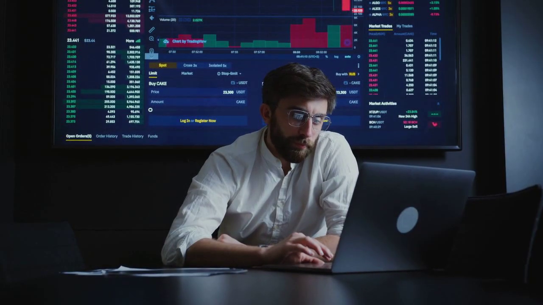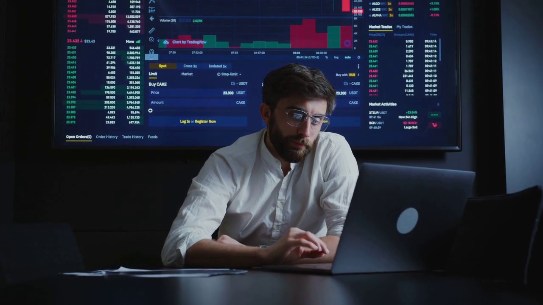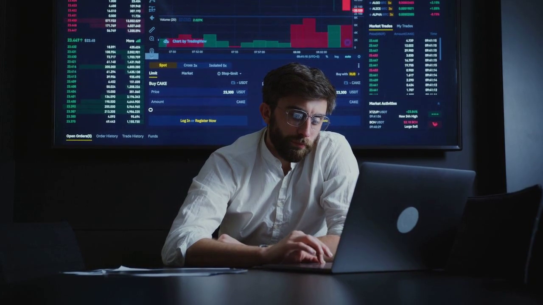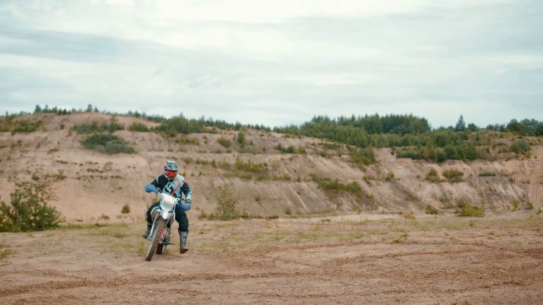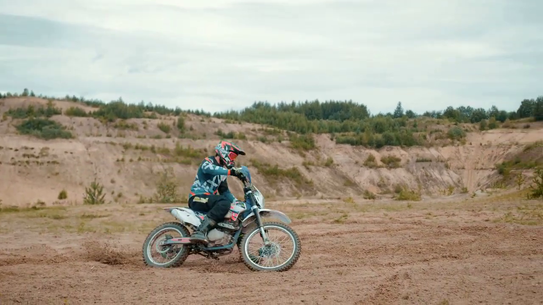Risk assessment. Conduct thorough analysis of market conditions, including fundamental factors, technical indicators, and sentiment analysis, to assess the potential risks associated with each trade.